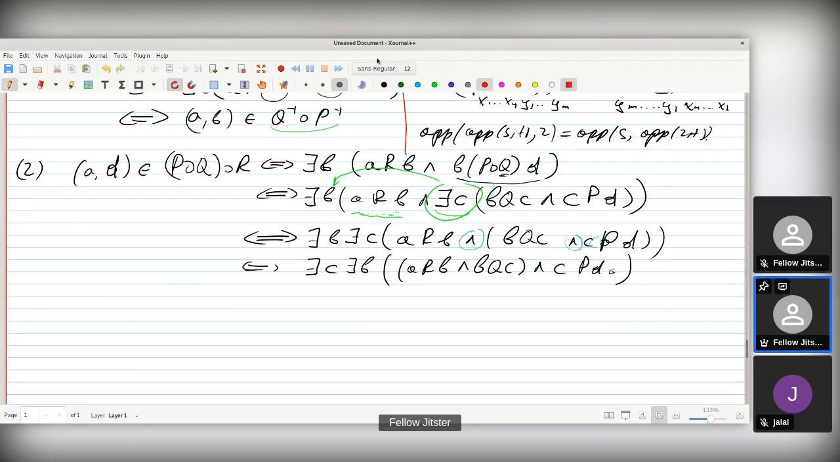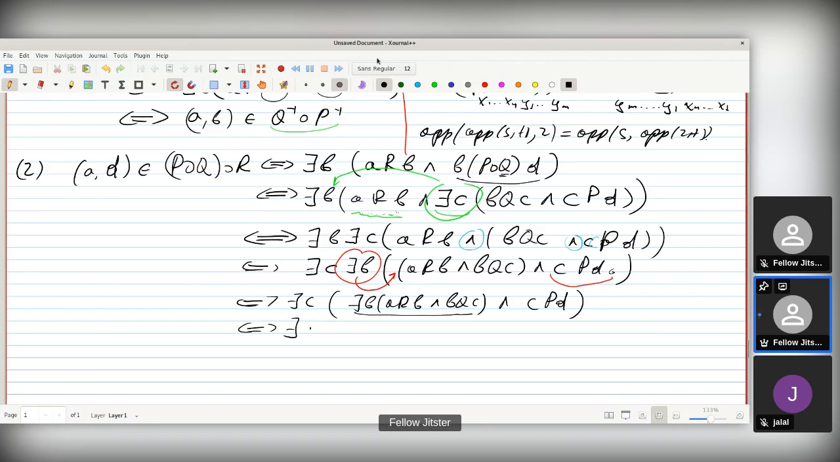Then look, does this part depend on B? No, it doesn't. That means that I can move this quantifier into the bracket because this part doesn't depend on B. So there exists C such that there exists B such that ARB and BQC and CPD. So here I have something like our definition.